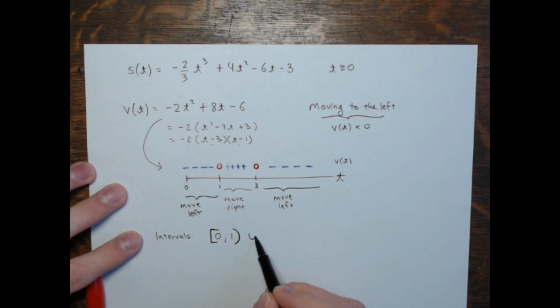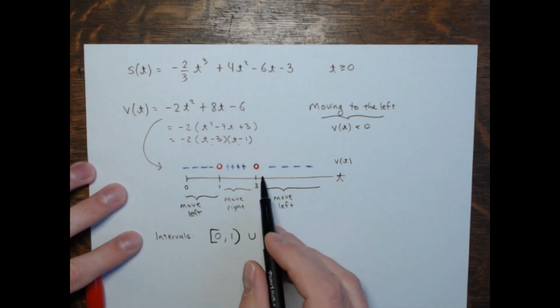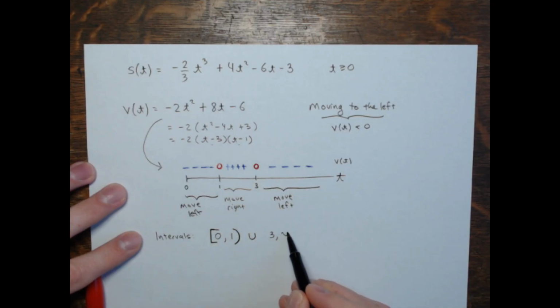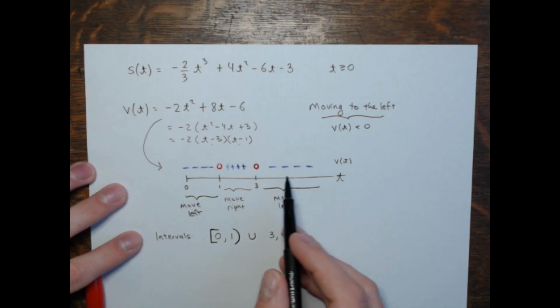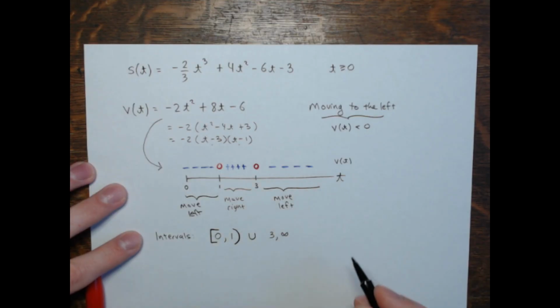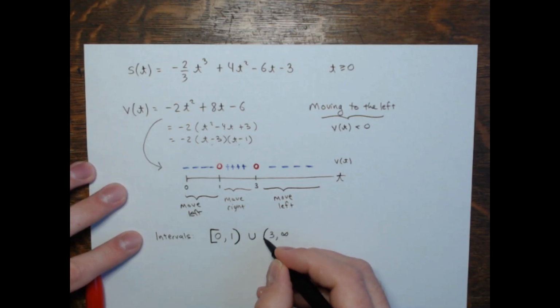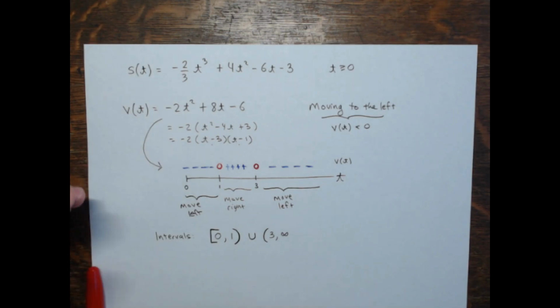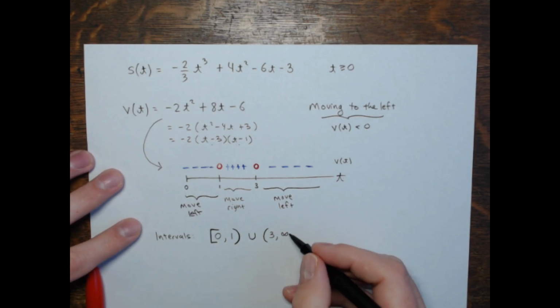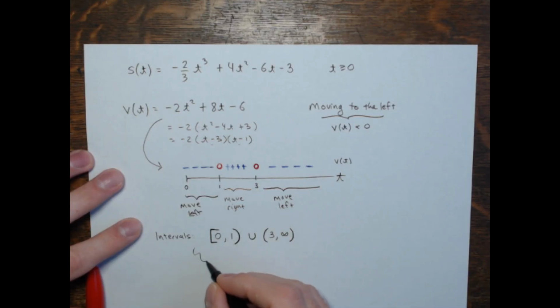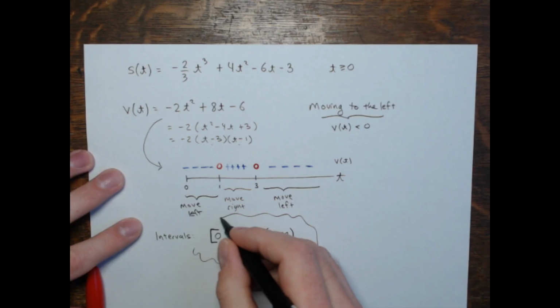And then you've got the union. And then this interval here from 3 to infinity. 3 seconds onward, negative velocity, the particle will be moving to the left. Parenthesis on the 3, because the velocity is 0. It's at rest. It's not moving left at 3. And you always have parentheses on the infinities.